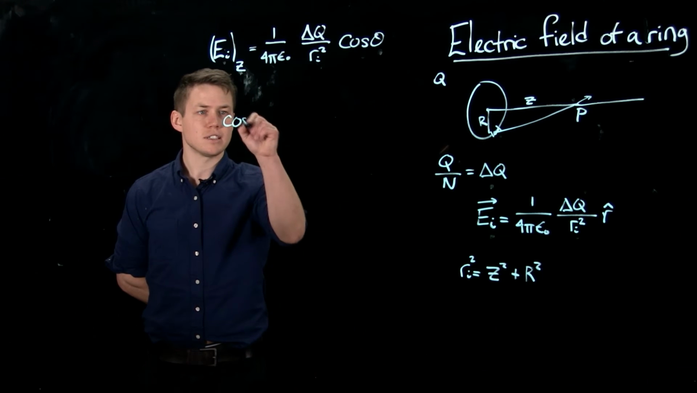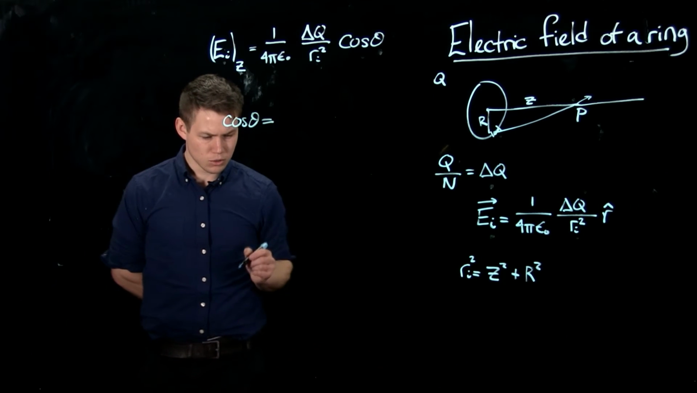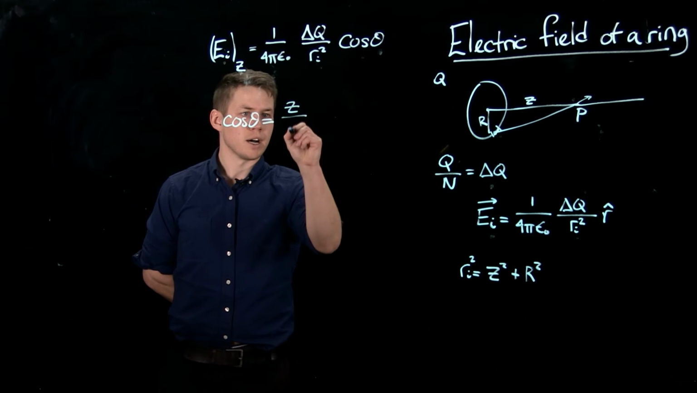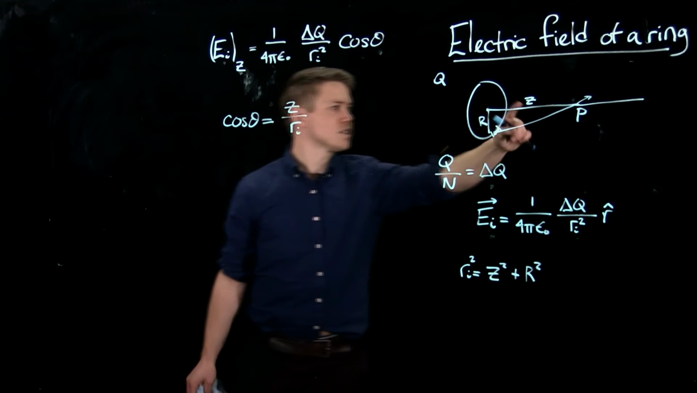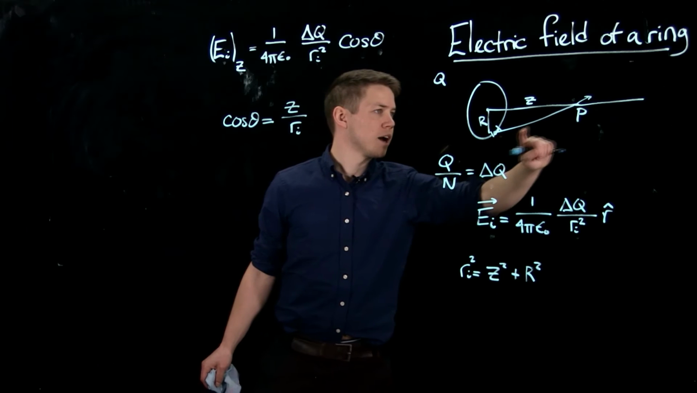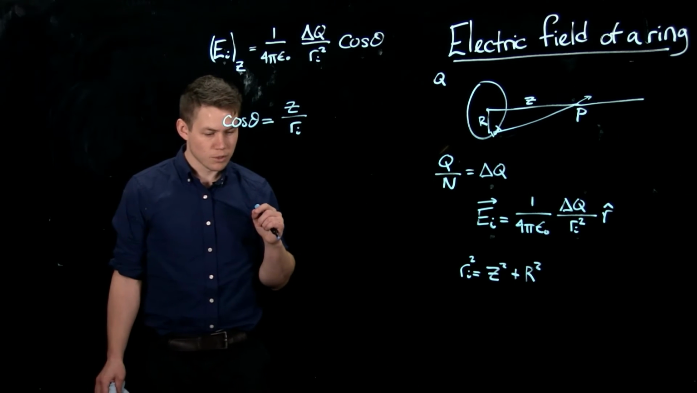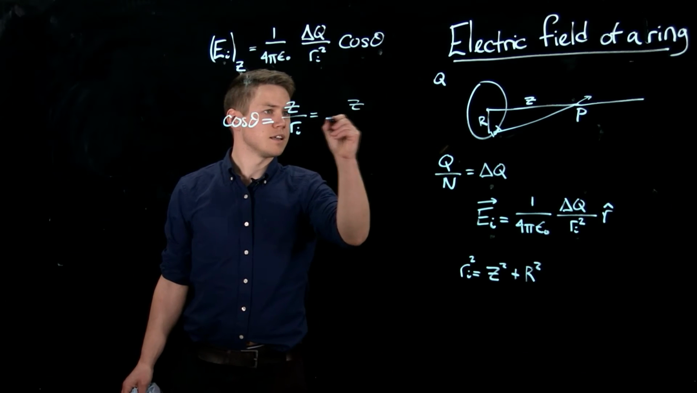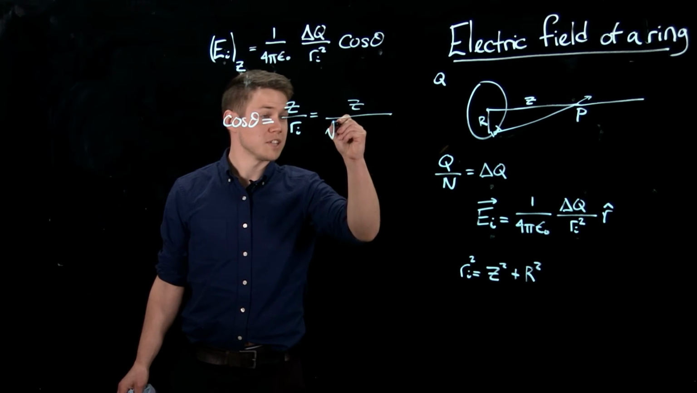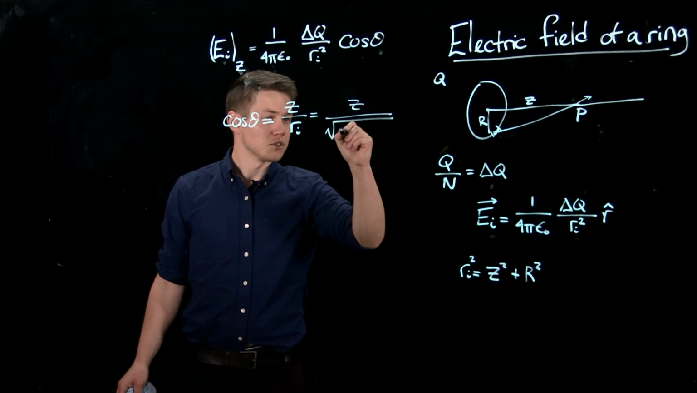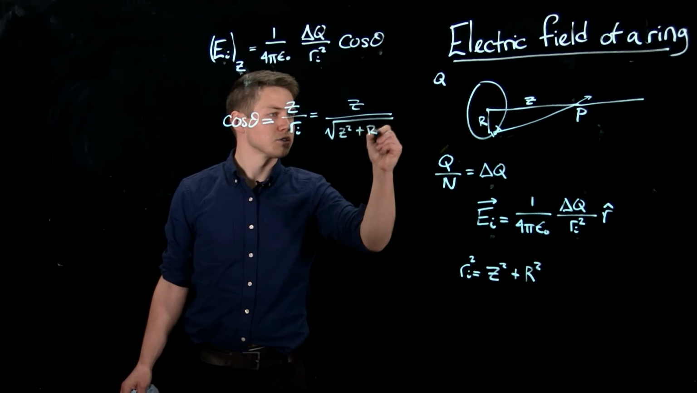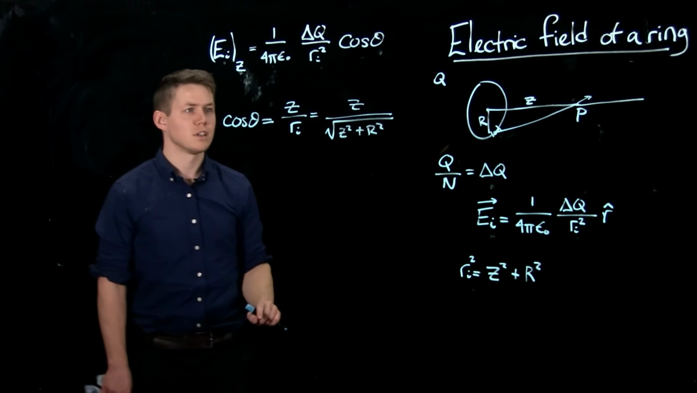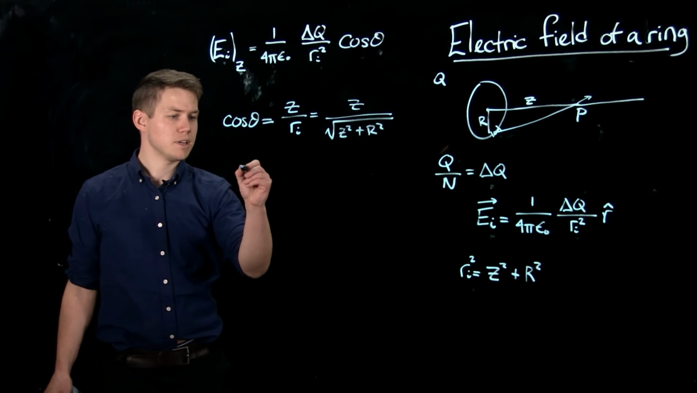So what is cos theta going to be? So cos theta is going to be equal to z divided by Ri. So that's just this distance here divided by this distance here. Well, of course, we already know what Ri is, so it's going to be z over the square root of z squared plus r squared, taking that from this equation here and taking the square root, of course. Okay, so now I can plug that in up here.